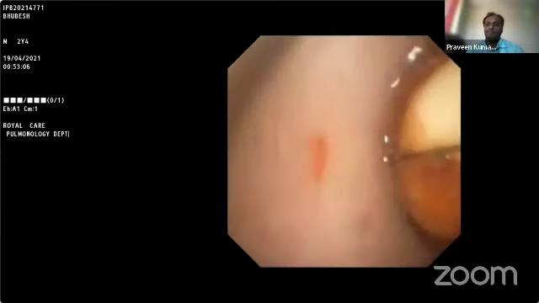Now it's been removed. So they're getting the foreign body out of the airway through the iGel. You can see the internal rims of the iGel when they take it out. Now the foreign body has been taken out.